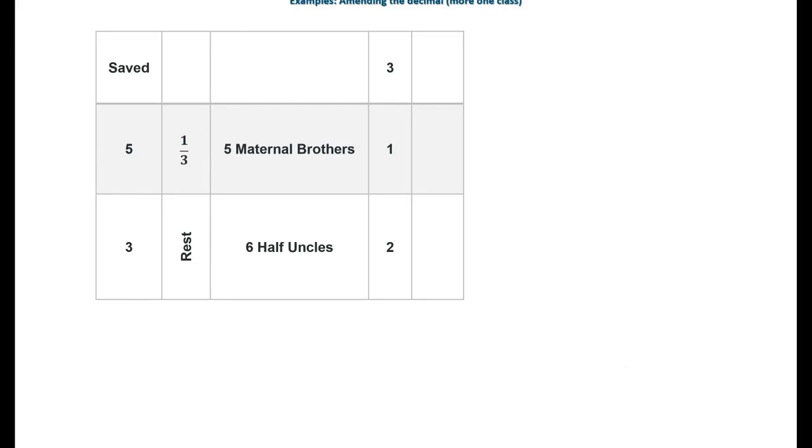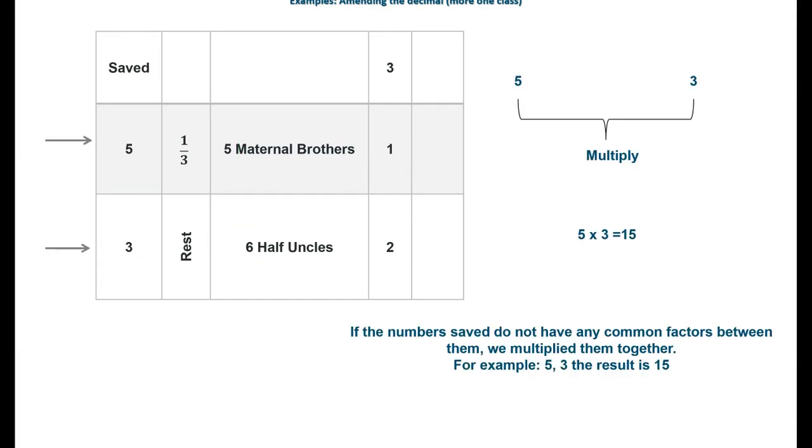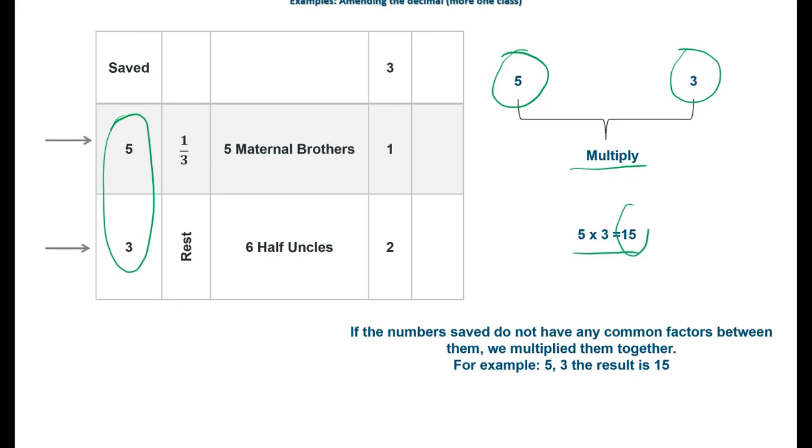In this example, we have 5 maternal brothers and 6 paternal half-uncles. So the numbers that are saved are 5 and 3. We take the two numbers that have been saved, so we multiply them together. 5 times 3 equals 15. And now we take that on top of the total share.